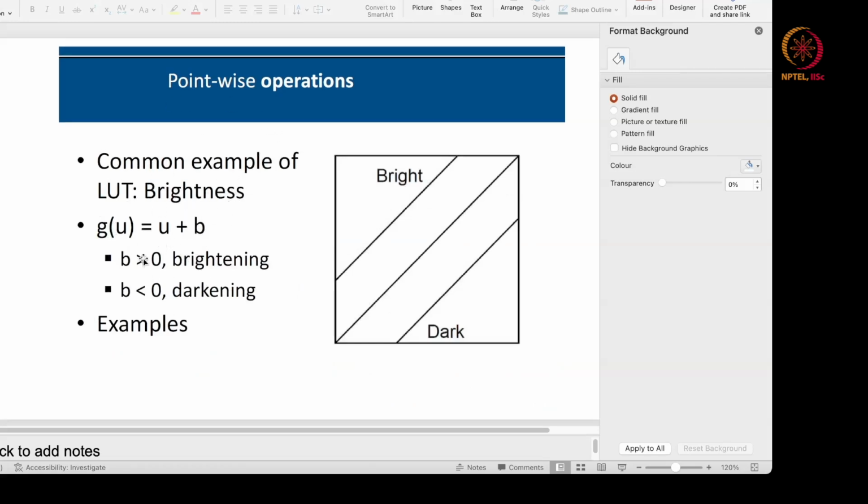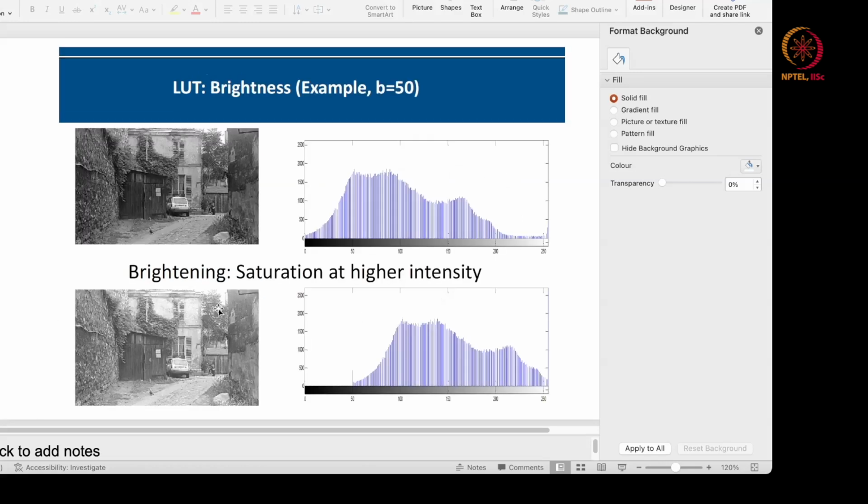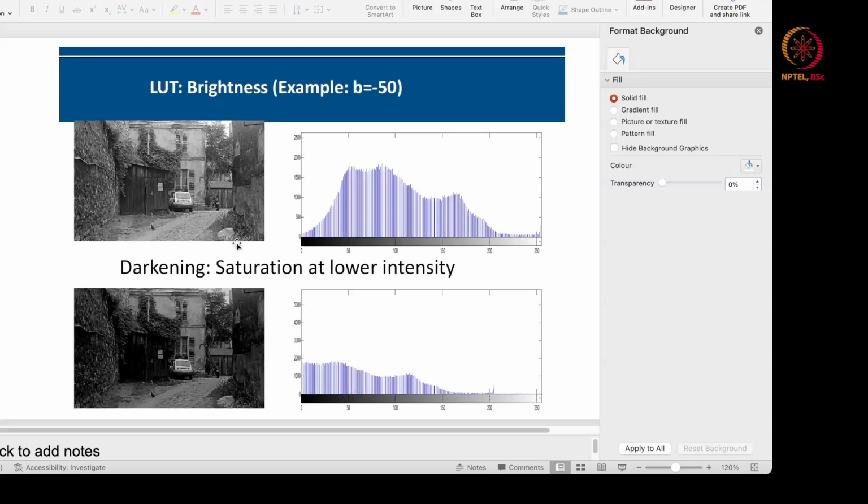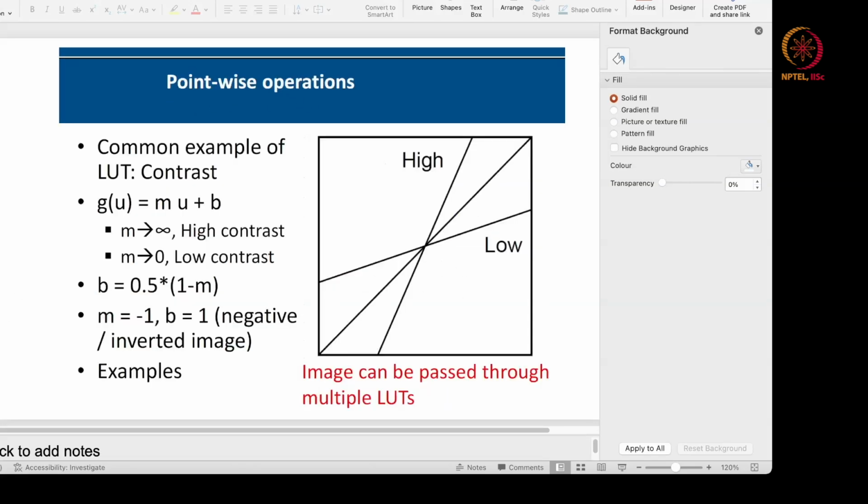So g(u) is equal to u plus b. b greater than 0 is brightening, less than 0 is darkening. You can see this kind of example. So this is a LUT brightness example, brightening, with saturation at higher intensity. You have more saturation at higher intensity values. This is, for example, darkening, with saturation at lower intensity, in an example of a LUT.